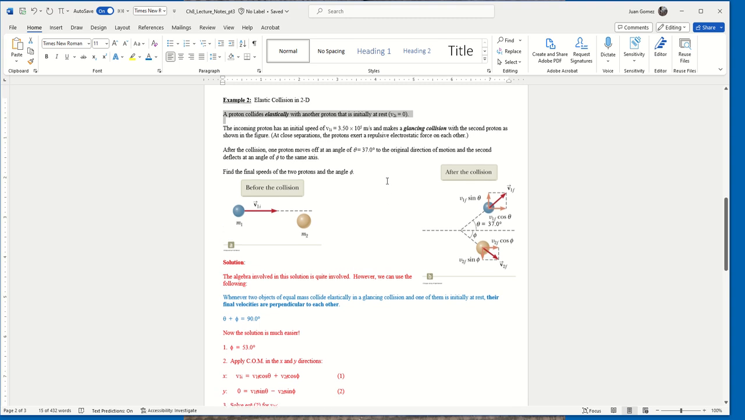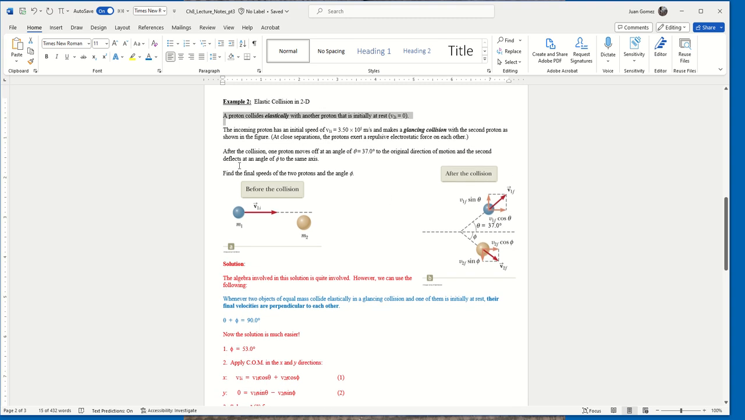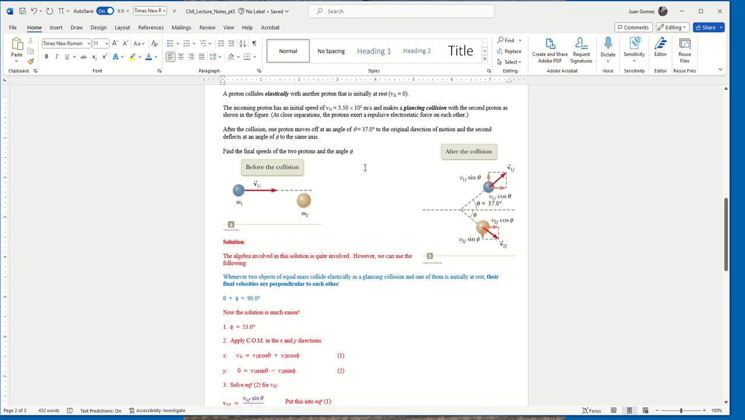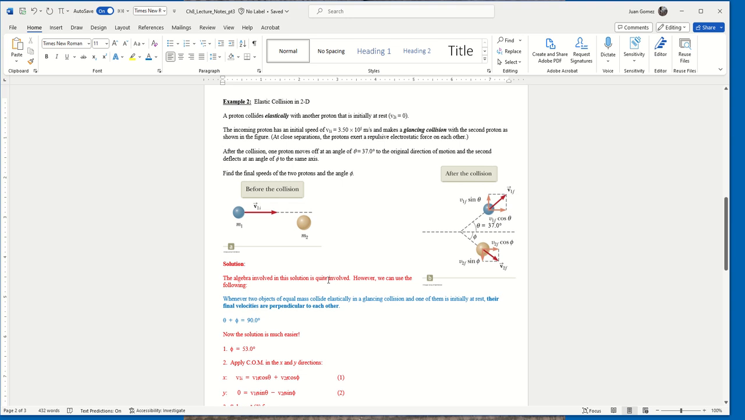In this case, I want the final speeds of the protons, v1 final and v2 final, and I also want the angle phi. Remember, we can't use those 1D elastic collision equations, because those were for a one-dimensional elastic collision. This is two-dimensional, and the algebra in this one would be pretty involved.